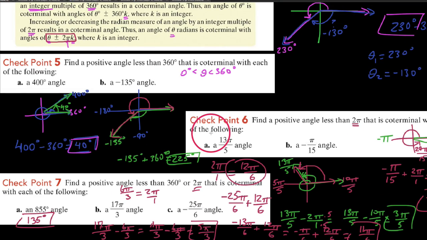So in terms of coterminal angles, it just means that they terminate in the same spot, and we can obtain these by adding on or subtracting off full rotations: in terms of degrees, 360 degrees every time, or adding on or subtracting off 2 pi radian rotations if we're talking about radians.